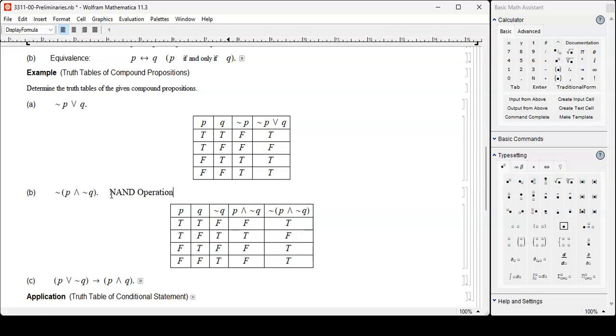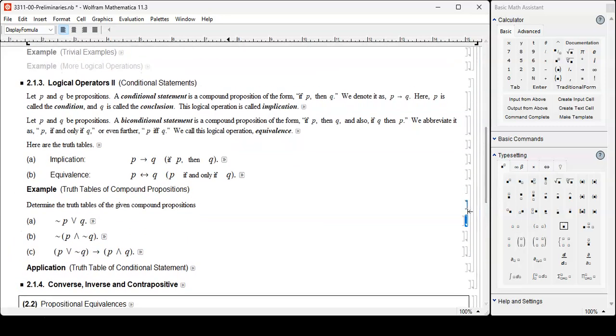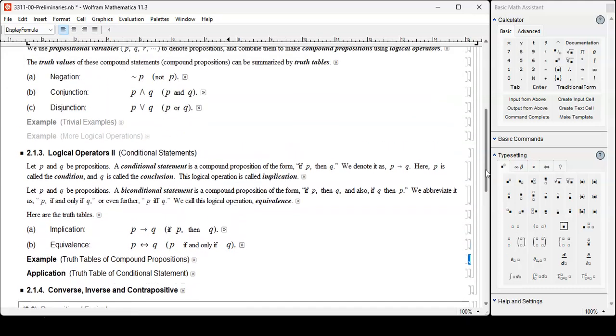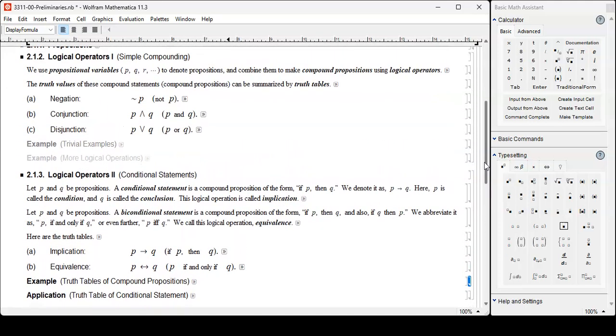P NAND Q. And it turns out that's the most fundamental. As a matter of fact, I said it wrong. It's not really the most fundamental, but you can restructure everything so that you can make that NAND operation the most fundamental.